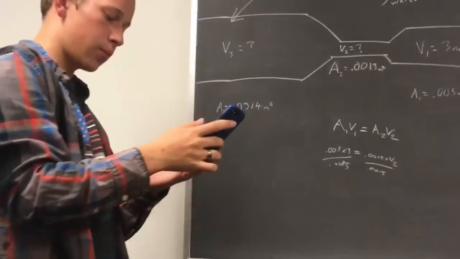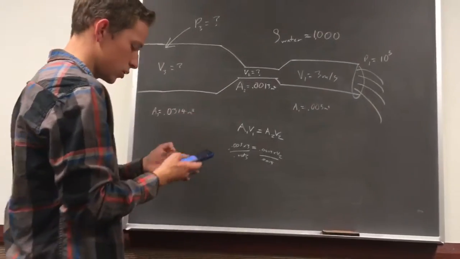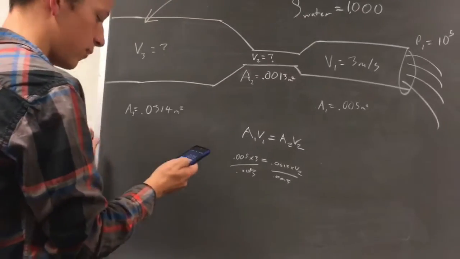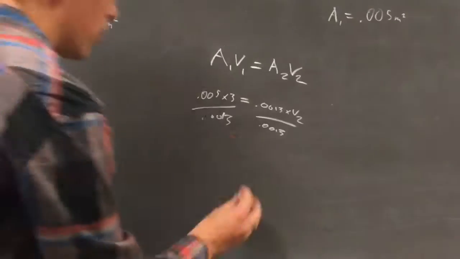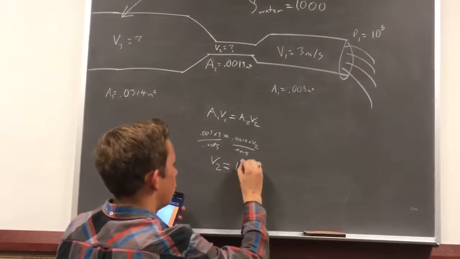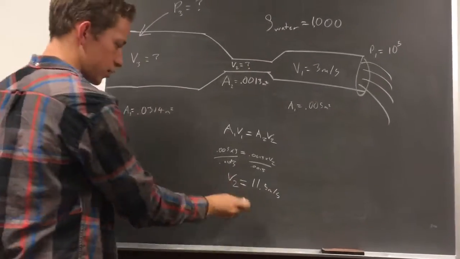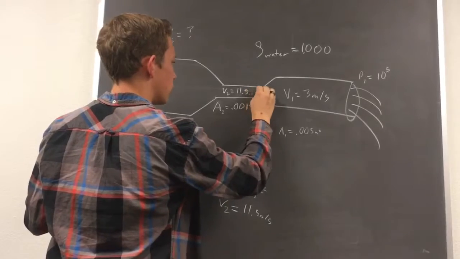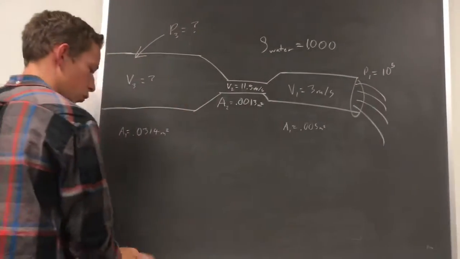Now let's get the calculator up. So let's first multiply this part. So it's 3 times 0.005, which is 0.015, divided by 0.0013. So now V2 is equal to 11.5 meters per second. So now we have that, so we can get rid of that question mark and put 11.5 meters per second. Get rid of this because we're going to need a ton of space for this problem.